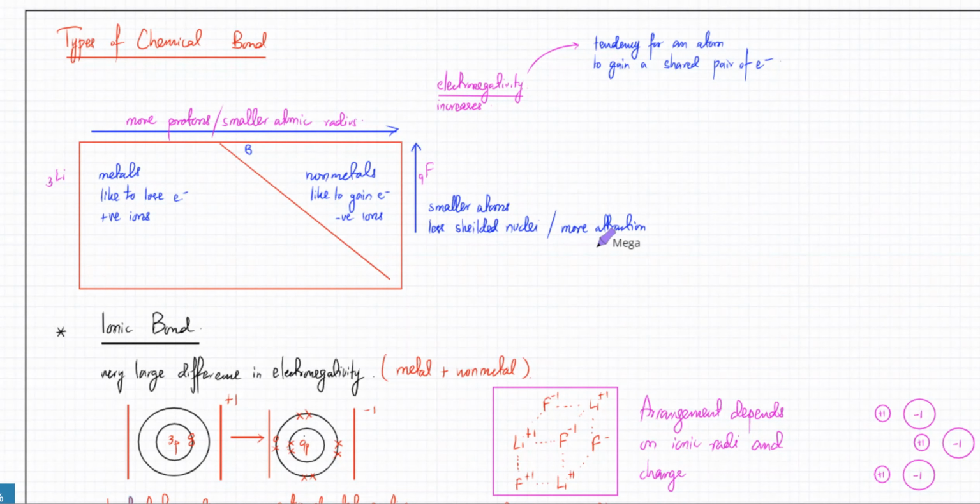Asha, this one, just a quick recap. We had talked about the types of chemical bonds.